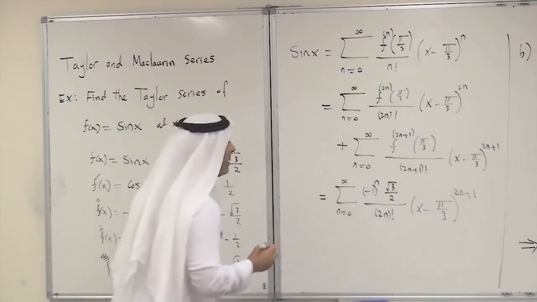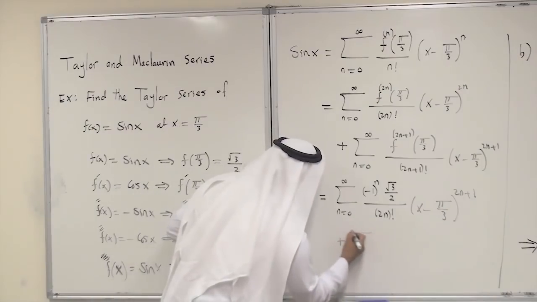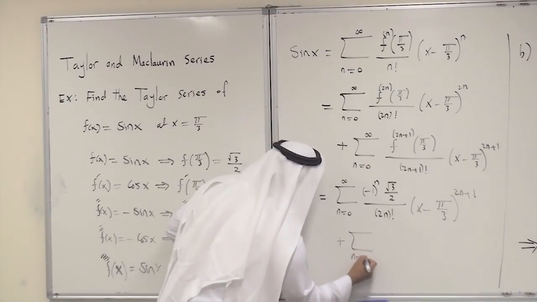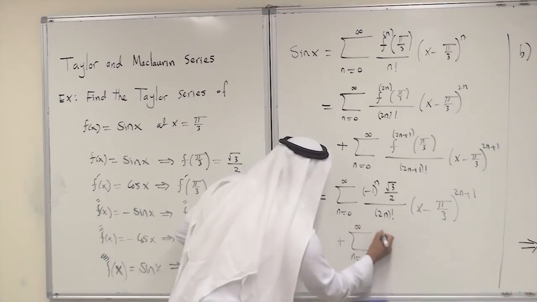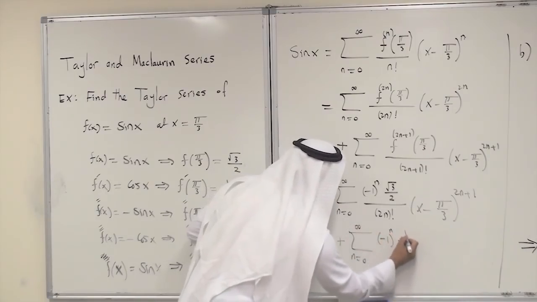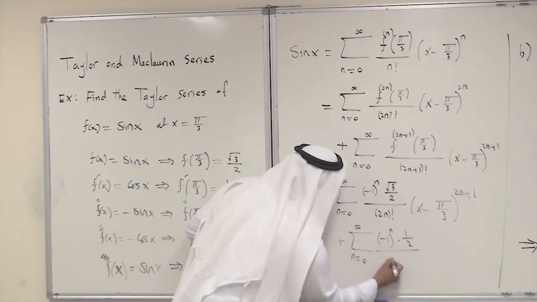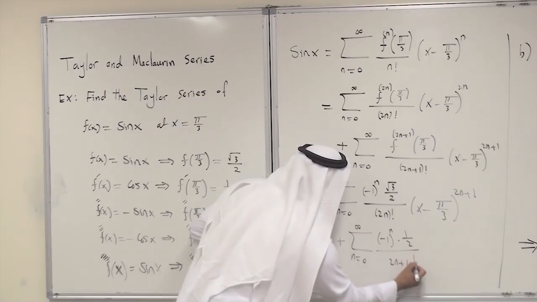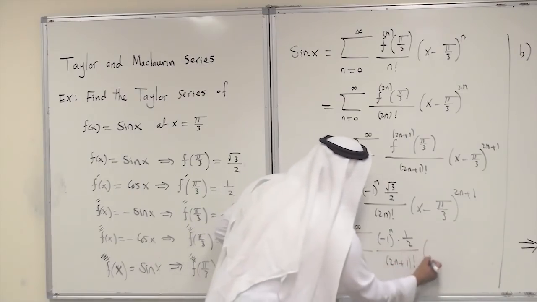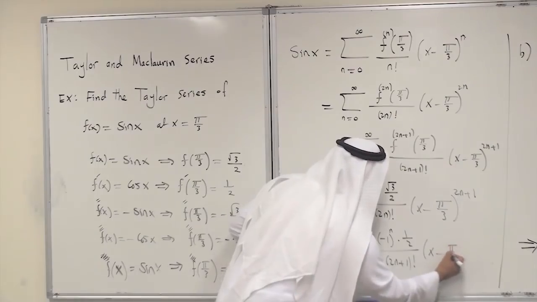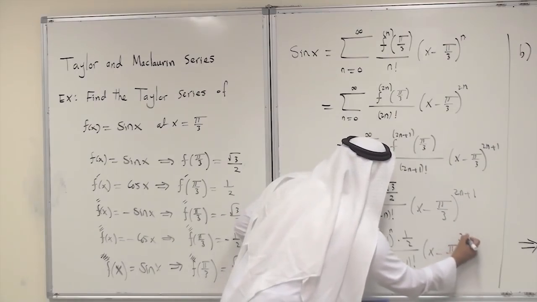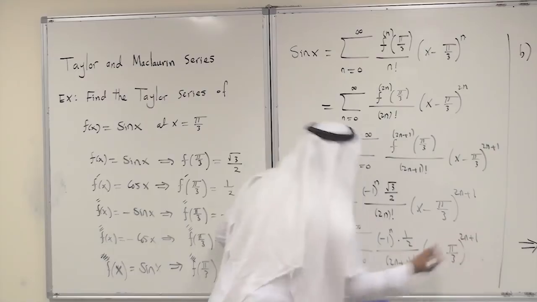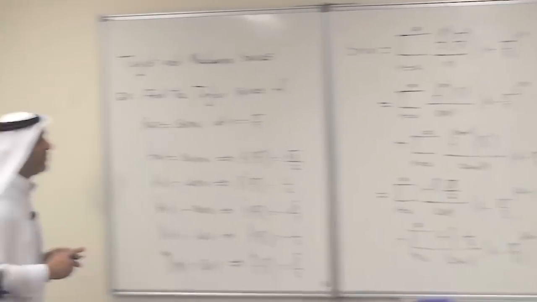That's the first one. Plus, the second series will involve the odd powers, n equal to 0 up to infinity. Again, it is minus 1 to the power n, but the value is always 1/2 here, all over 2n plus 1 factorial, multiplied by x minus pi over 3 all to the power 2n plus 1. That's it. Again, this series is convergent for all x.